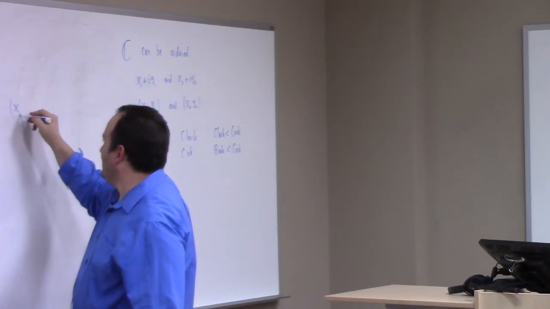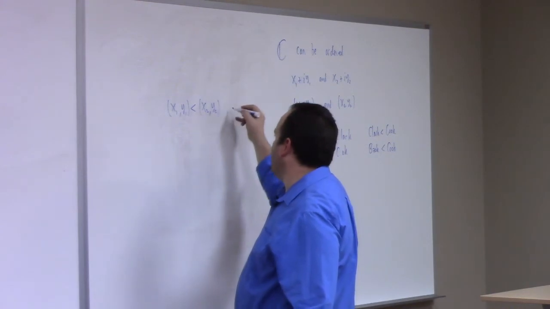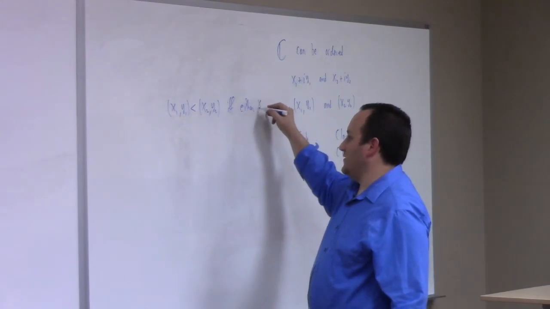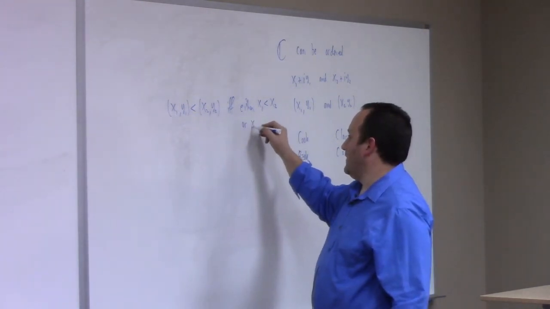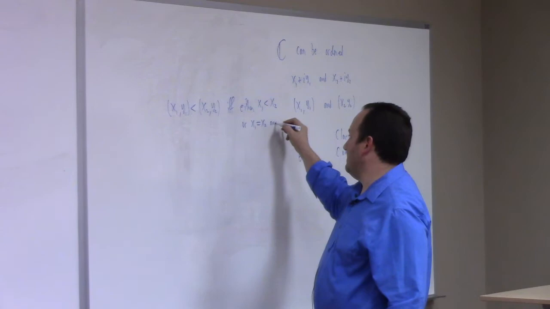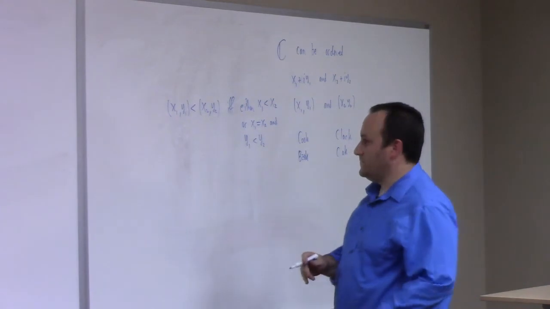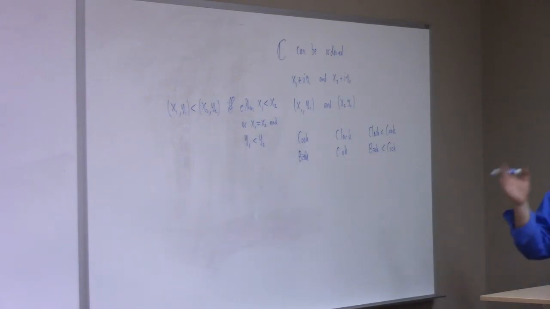Let's see here. So x1, y1 is less than x2, y2. What are the rules? If and only if what? Either x1 is less than x2, or x1 equals x2 and y1 is less than y2, right? What I'm trying to say is if you think of the x and y coordinates like you think of letters, you can put basically an alphabetical ordering on pairs in the plane. And you can decide whether one point is greater than another according to this rule.